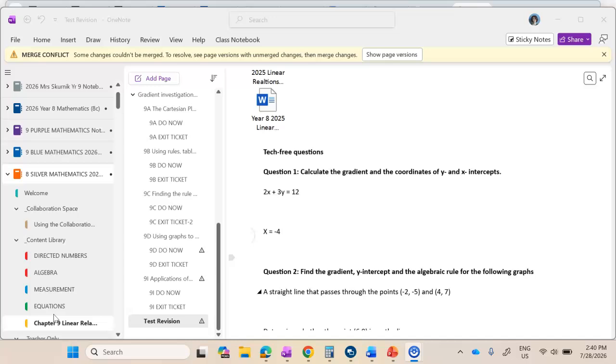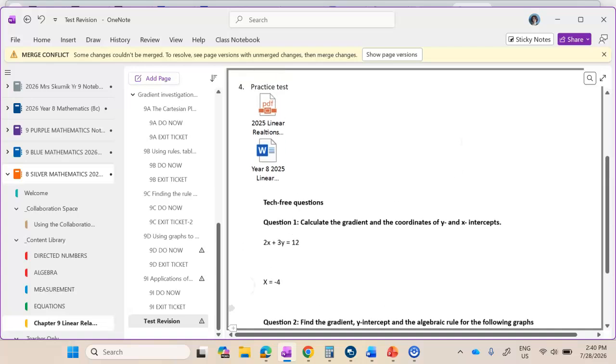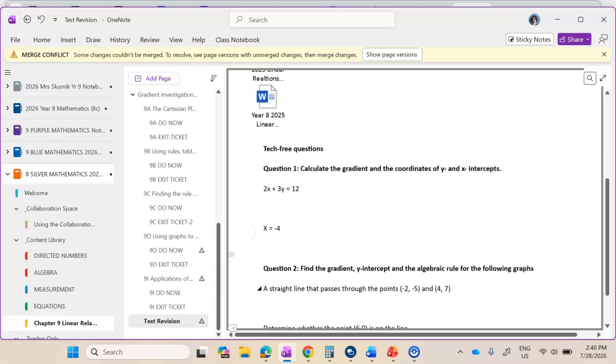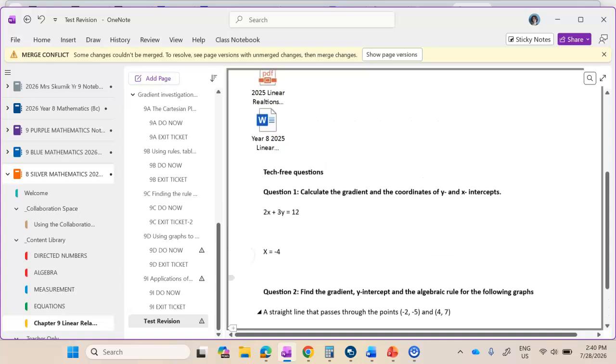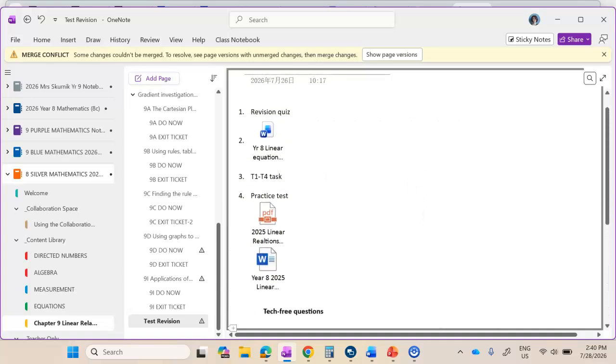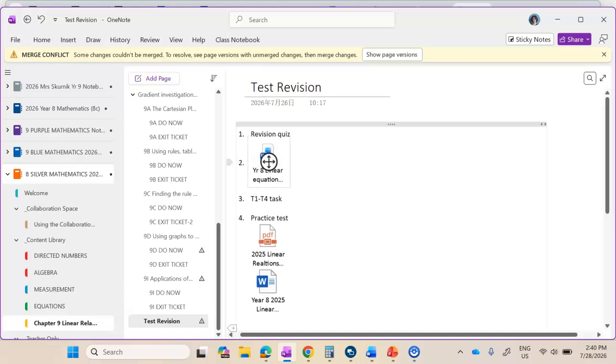So to better prepare you for the tag-free part, if you go to Chapter 9, Linear Relation and Test Revision, you can find I have uploaded several questions in the tag-free part as well. I would like you to, as well as what I have told you, to finish the revision quiz here. This is the first file. I would like you to take a look.